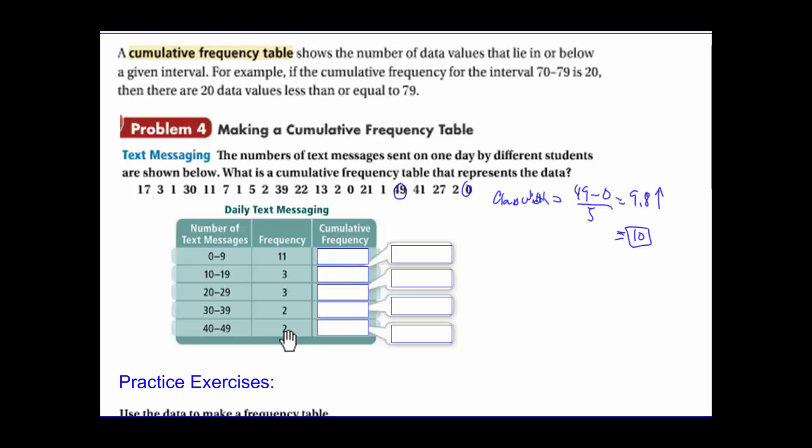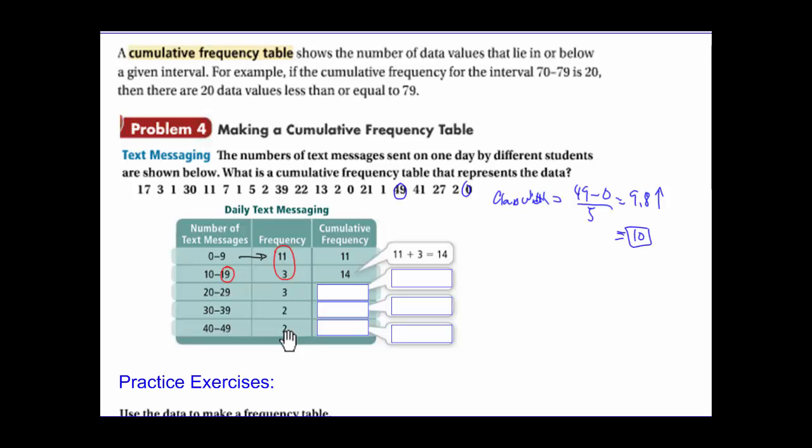The cumulative frequency says if we go to the upper limits, so for 0 to 9, we want to know how many values are at or below 9. In this case, we found out that it was 11. So our cumulative frequency for that class is 11. Now if we go to the next class, we are interested in how many values are at 19 or below. We already know that we have 11 in the first class. Now we've put in 3 more. So if we add 11 plus 3, we get 14. So now there are 14 values that are at 19 or below.